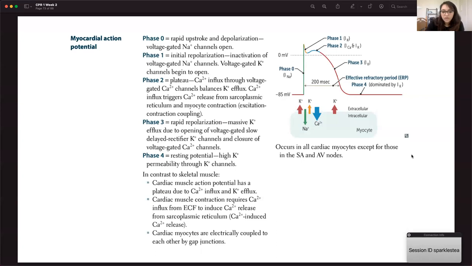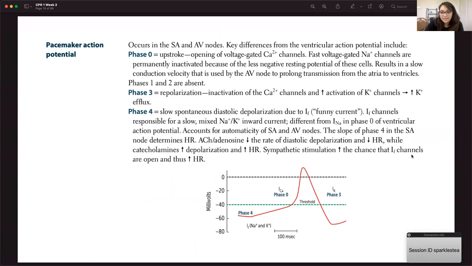And then we have our other graph, which is your pacemaker action potential. Your pacemaker is going to be very highly dependent on your SA and AV nodes, more your SA node, I believe, for this graph. Phase zero is this phase over here. Phase zero is the opening of your voltage-gated calcium channels. It's called your upstroke, and that's when your voltage-gated sodium channels are inactivated, because there's a less negative resting membrane potential in those cells, so it's not influencing those channels to be open at that point. Then it gives you slow conduction velocity, and your SA node initiates that pacemaker potential. That's where it all starts.